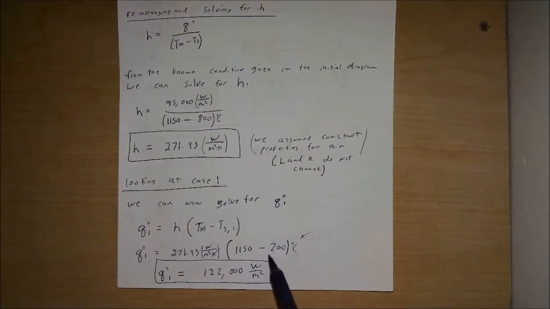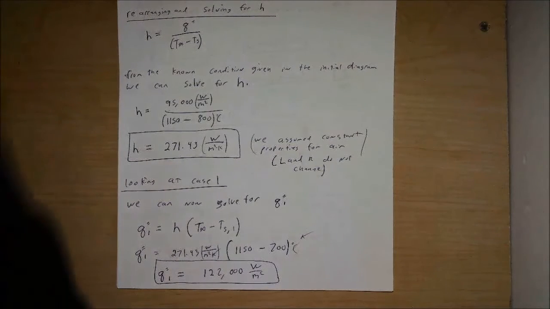Now we're dealing with our surface temperature that's reduced to 700 degrees Celsius, so you can plug that value in there. And again, a difference in temperature, Celsius or Kelvin, doesn't really matter. If you're worried about this, convert to Kelvin and prove it to yourself as well. So we do that out. We get our numeric value for our heat flux for case 1, which is equal to 122,000 watts per meter squared.